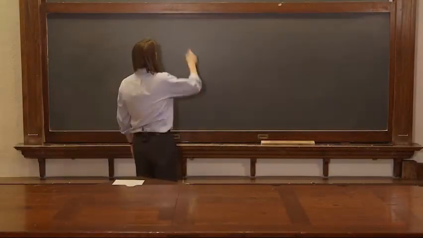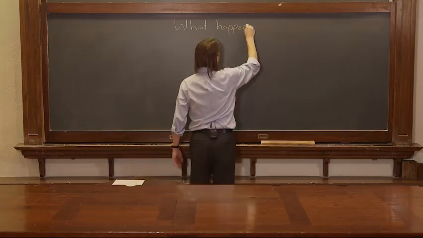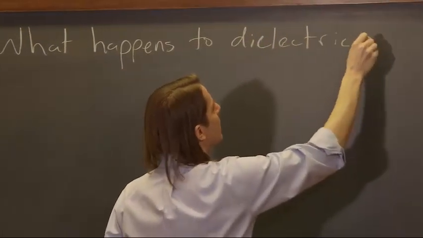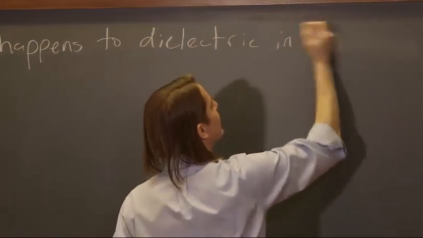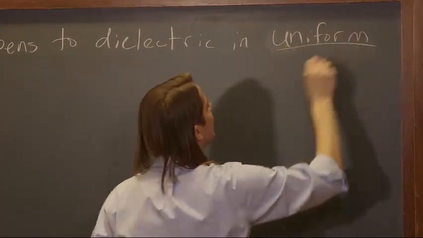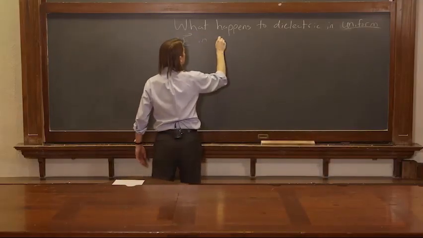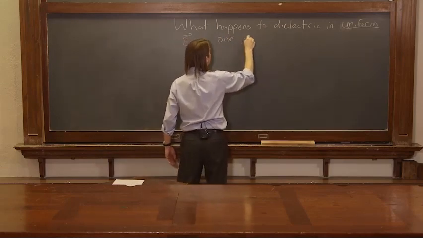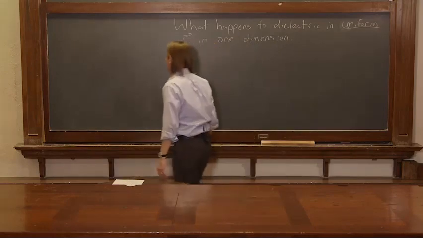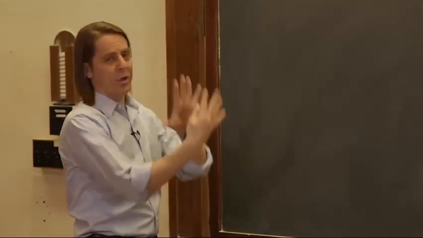So let's answer the question, what happens to a dielectric in a uniform field? We'll make this simpler by making it a uniform E, and also we'll make it simpler by just doing one dimension. So one dimension means everything is going to be planar.